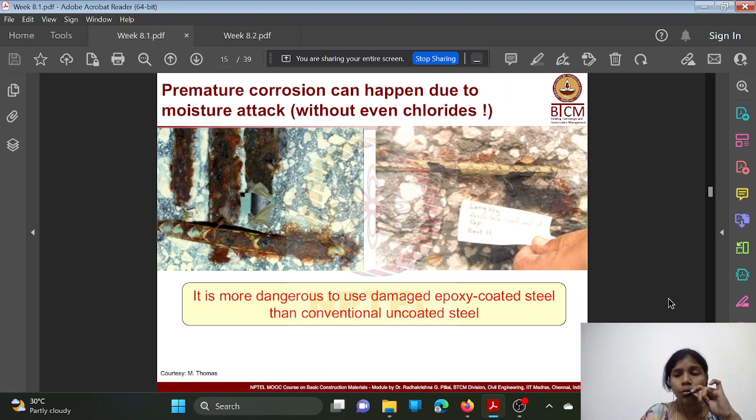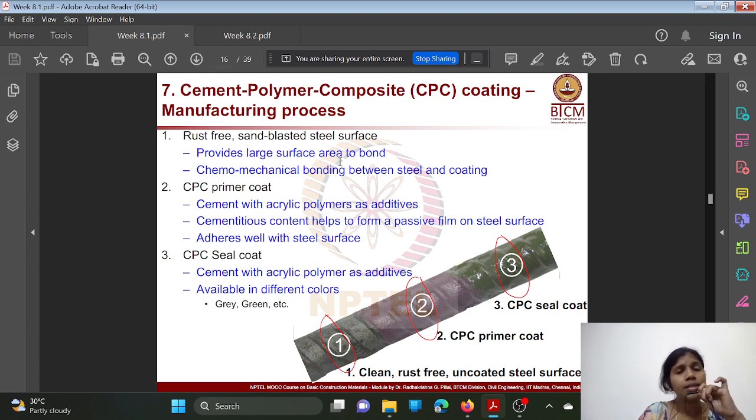So this is all about fusion bonded epoxy coated steel bars. And the next thing is cement polymer composite coating, the CPC coating. Here the manufacturing process is in 3 steps, as you can see in the figure. The first step is to clean and make the surface rust free, and this is the uncoated steel surface. So how will we make it rust free? By sand blasting the steel surface.